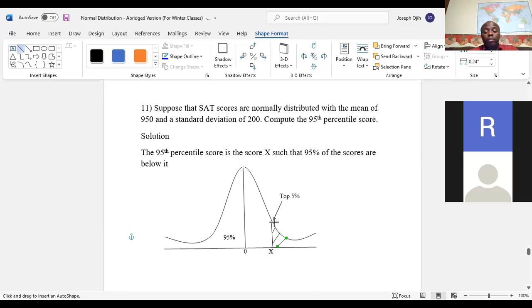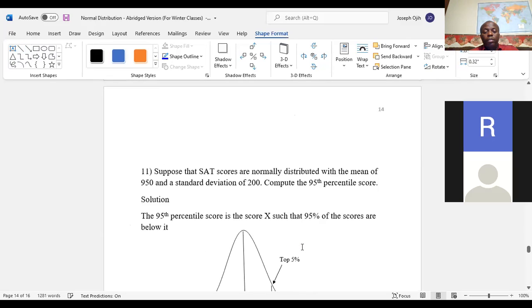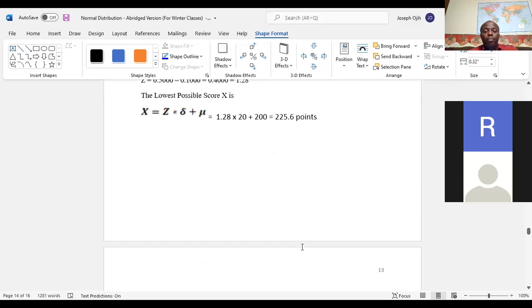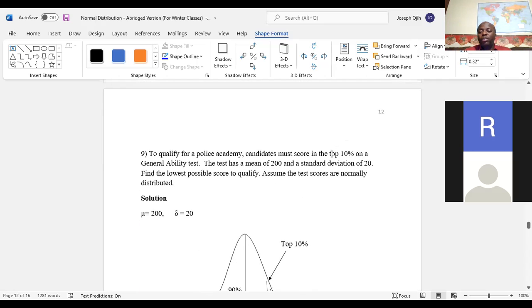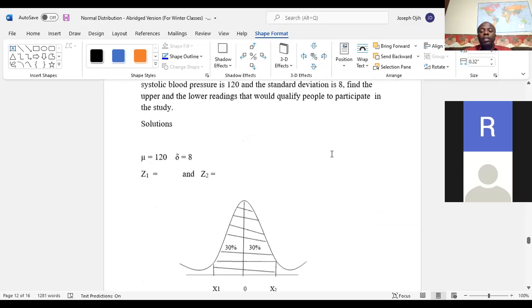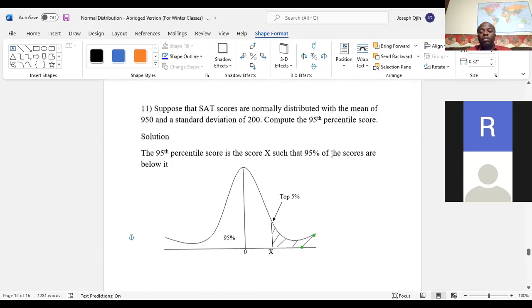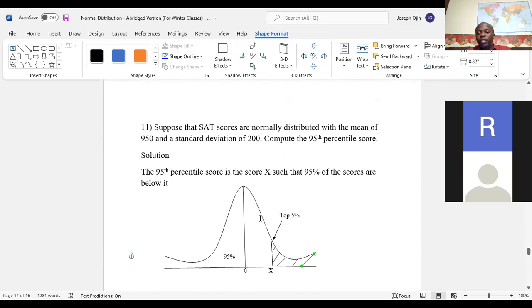Then you can start working on it. So you can see how we did the first one. The first one here is 10%, as it says, top 10%. Just like saying 90th percentile score, stuff like that. This one is the 95th percentile score. So I leave this for you. You can finish it up as practice.